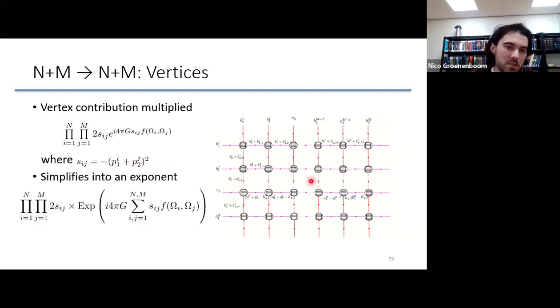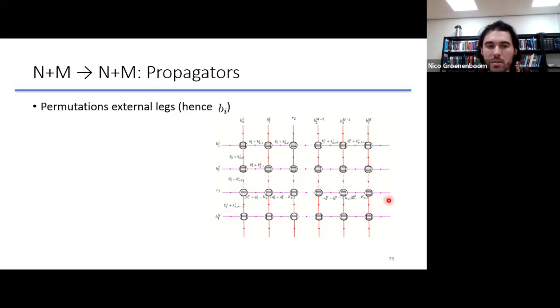And because we have a product of an exponent, this we can simplify into a sum. Prefactor remains, but the exponent becomes just a sum in there with the Green's function. And this is the entire contribution of the vertices. And now the more important question is what becomes of the contribution of the propagators.